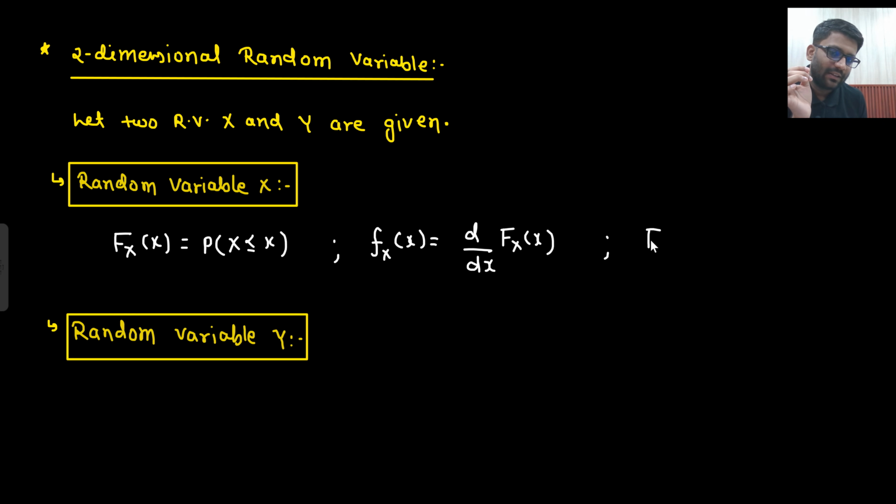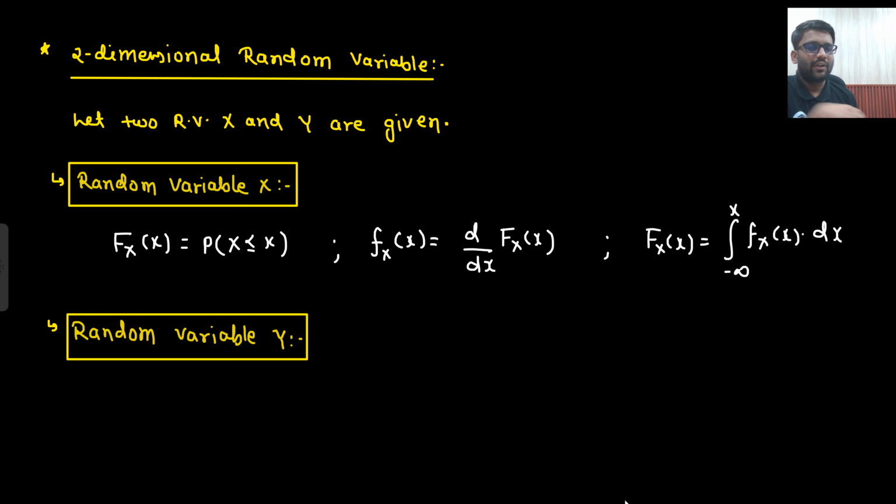And there was another relation. What was the relation? That Fx(x) is given by this, d by dx goes here. From here you would get this particular thing, right? Do you agree to this point? But here if you are putting the limit in terms of x, then here you should put another variable. That variable we were putting as q. Similar thing you can do with the random variable y as well.